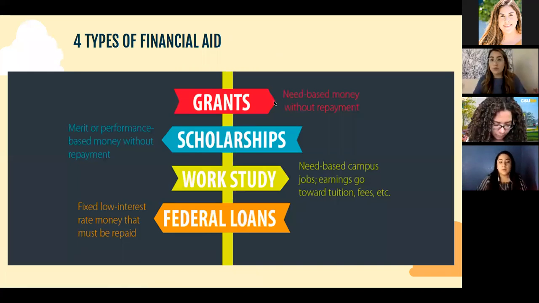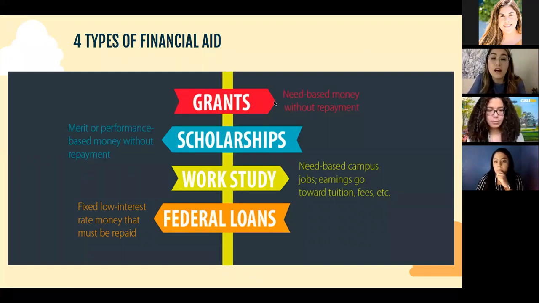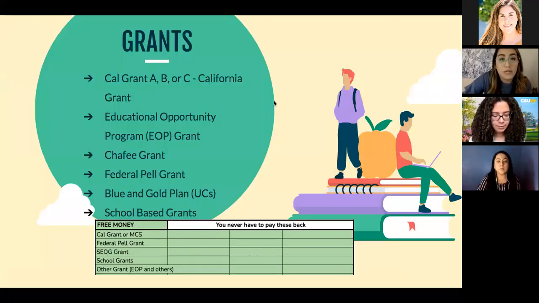To briefly go over a little bit of the review, we do have 4 different types of financial aid, right? So we have grants, scholarships, work study, and federal loans. I'm not going to take too much time discussing them just because we're going to have Jocelyn and Sydney go into them with detail. So Jocelyn, if you want to go ahead and get started with grants.